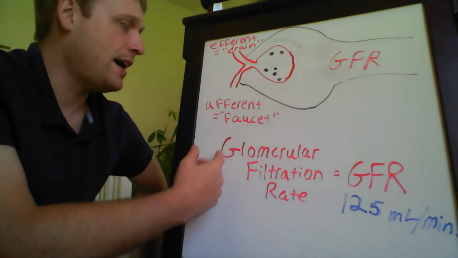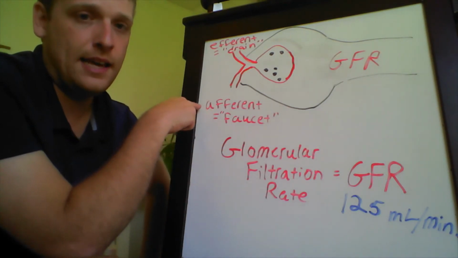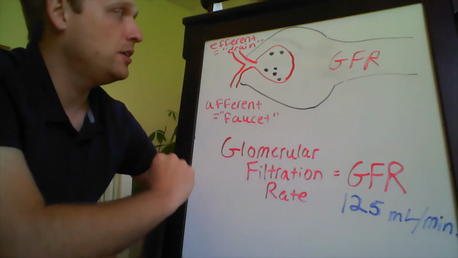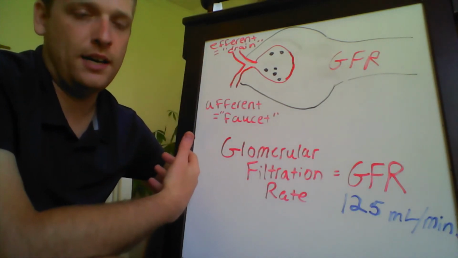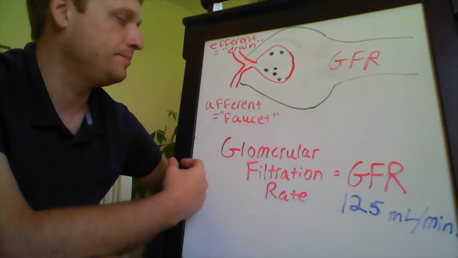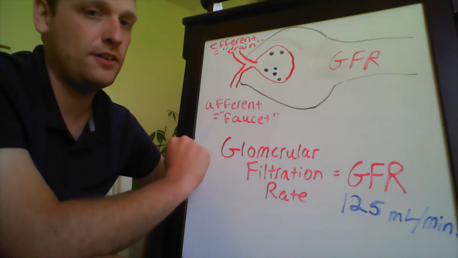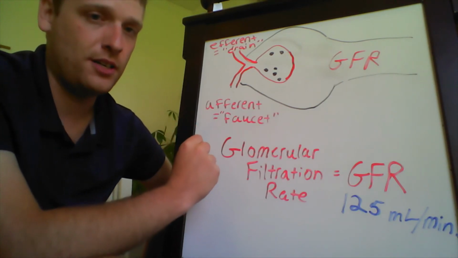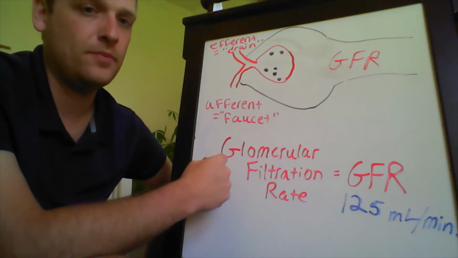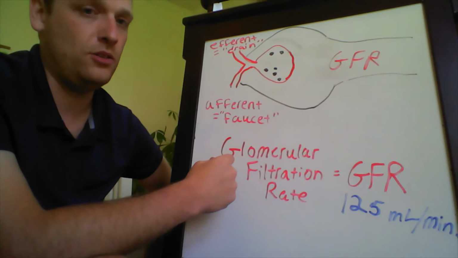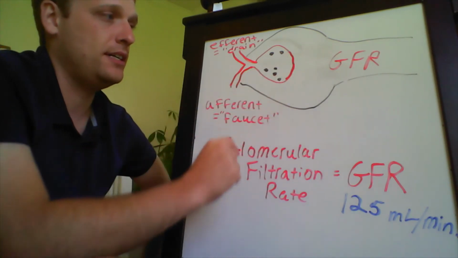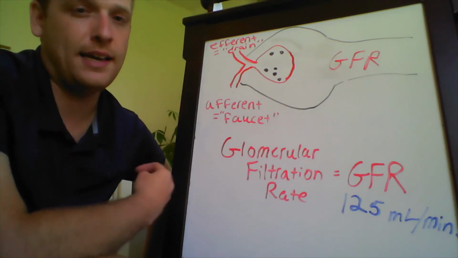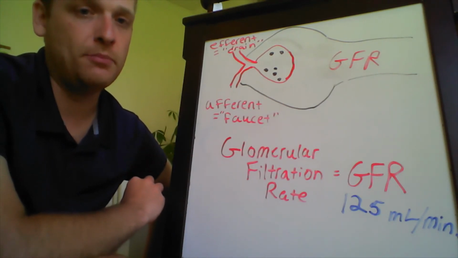And the way to do that is to dilate the afferent arteriole, or you could also clog the drain. Both of those, either turning up the faucet, dilation of the afferent, or clogging of the drain, vasoconstriction of the efferent arteriole, would lead to a significant increase in the glomerular filtration rate in the case of something like low blood pressure.